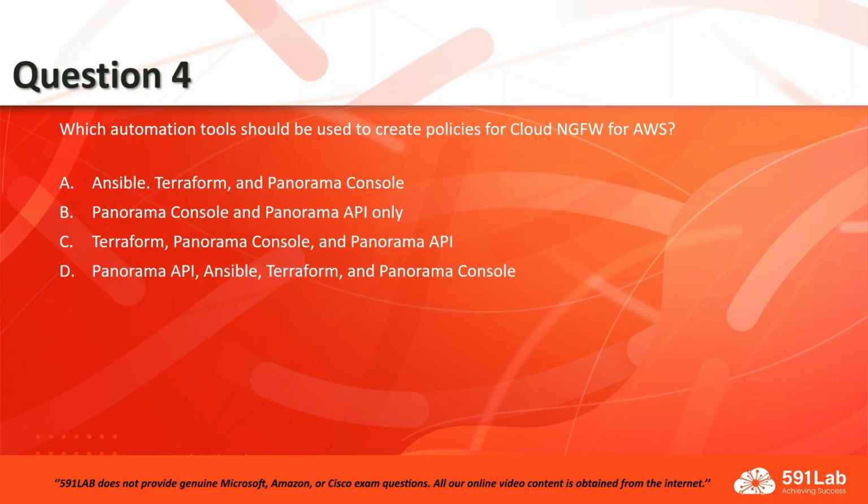Let's go to question number 4. Question number 4 is as follows. Which automation tools should be used to create policies for cloud next generation firewall for AWS? The options are A, Ansible, Terraform, and Panorama Console, or B, Panorama Console and Panorama API only, or C, Terraform, Panorama Console and Panorama API, or D, Panorama API, Ansible, Terraform, and Panorama Console. To answer this question, let's check the options to create policies for cloud NGFW.